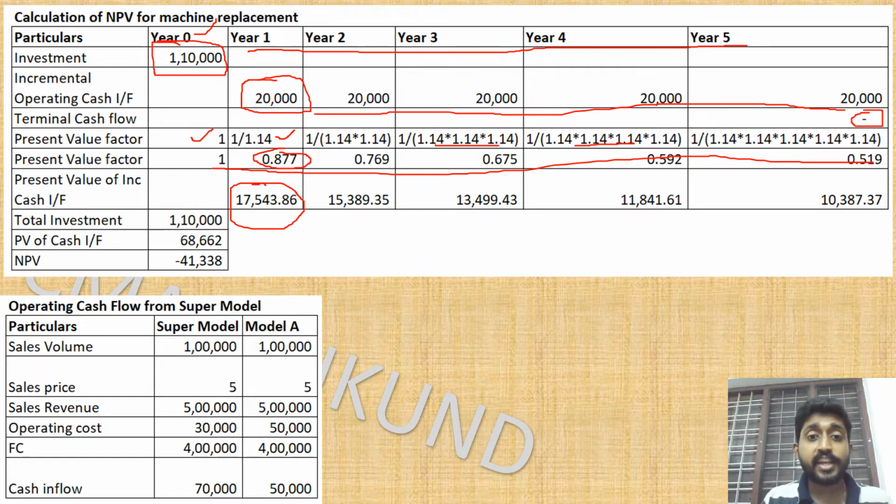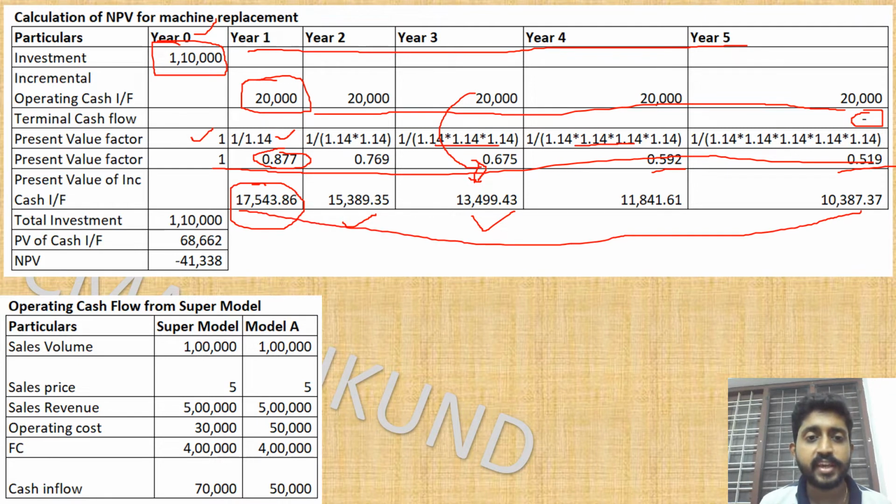So 2 years later, if you get 20,000, the present value is 15,000. Same way 13,000. So 20,000 multiplied by 0.675 will give you 13,000. Same way 20,000 multiplied by 0.592, 0.519, you have got the present value of all the cash inflows here. You already have the cash outflow, that is already in present only, 1,10,000. 1,10,000 is the present value of cash outflow, and 68,000 is the present value of cash inflow.